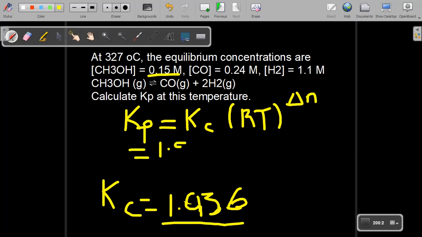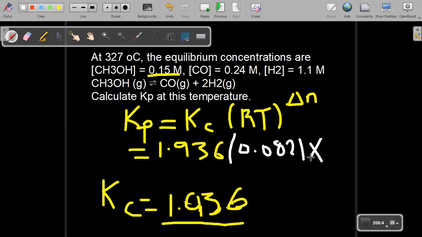So we have 1.936 multiplied by our gas constant, which in this case is going to be 0.0821, times our temperature, which is not going to be in degrees Celsius, it's supposed to be converted to Kelvins. So 327 plus 273, you get your temperature to be equal to 600 Kelvin after the addition.